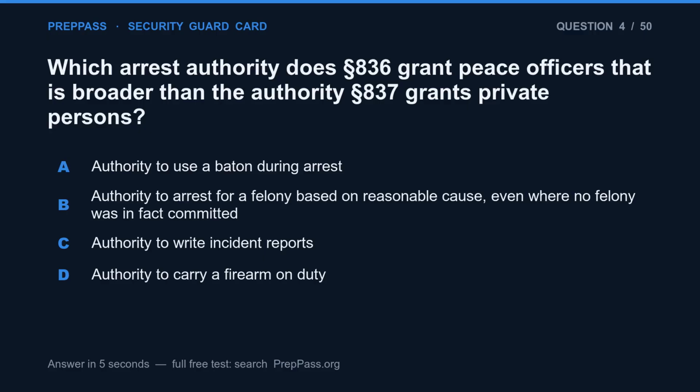Question 4. Which arrest authority does Section 836 grant peace officers that is broader than the authority Section 837 grants private persons? A. Authority to use a baton during arrest. B. Authority to arrest for a felony based on reasonable cause, even where no felony was in fact committed. C. Authority to write incident reports. D. Authority to carry a firearm on duty.